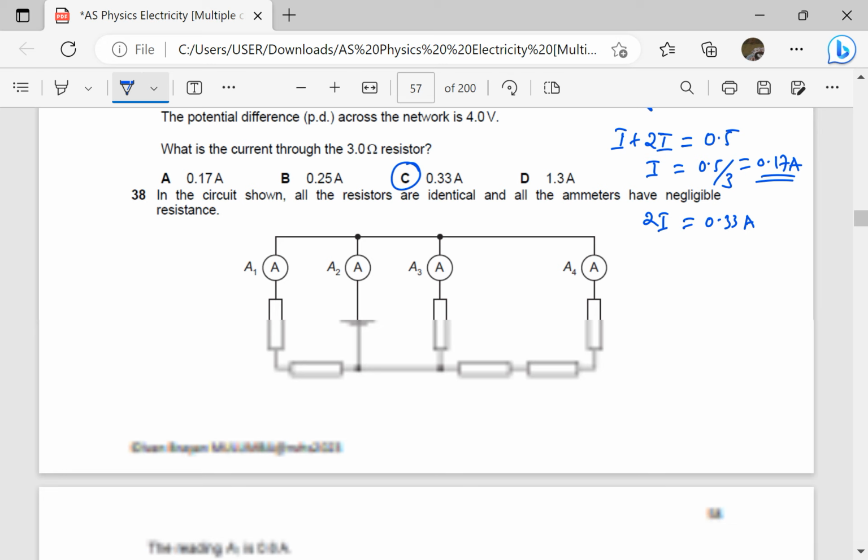In the circuit shown, all the resistors are identical and all the ammeters have negligible resistance.